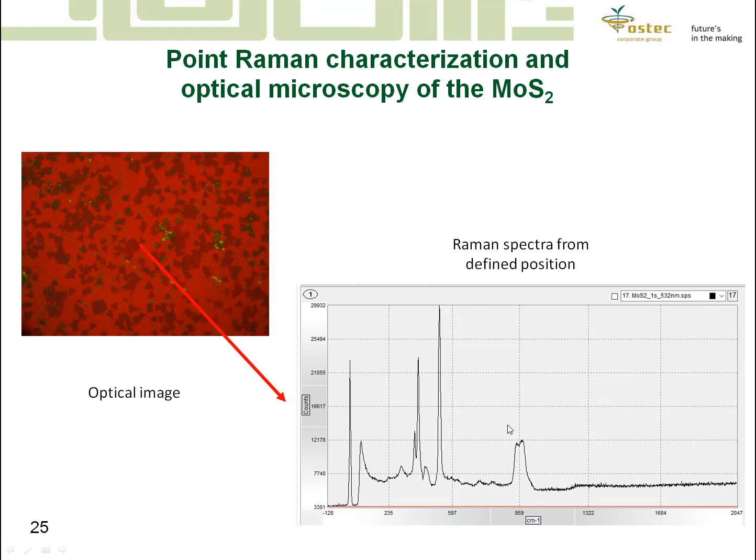First of all, when you put your sample on the microscope, what you need to know is what is the Raman spectrum from selected point. And here you can choose point on the optical image and get spectrum. For example, here it is a molybdenum disulfide on the surface of silicon.